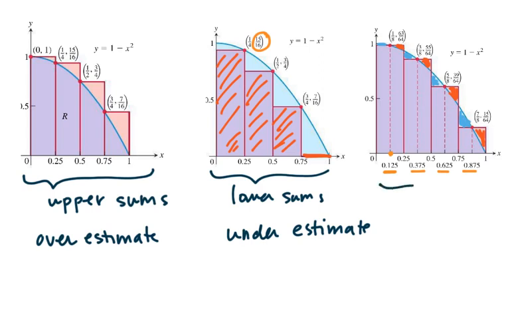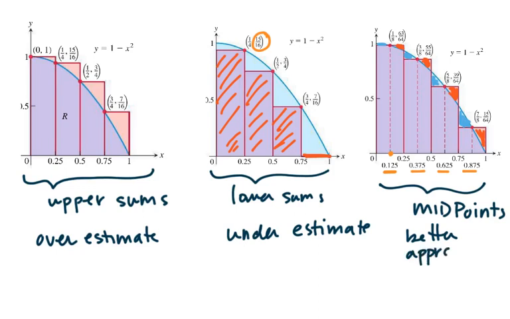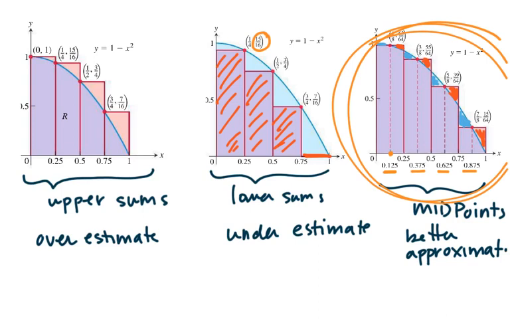So in this situation, when we're looking at the midpoint sums, it is a better approximation because we have some extra and some under, and those regions that are missing or added cancel each other out. So I think looking at these 3 pictures, we should all be able to agree that the midpoint sum gives us the best approximation for the area.